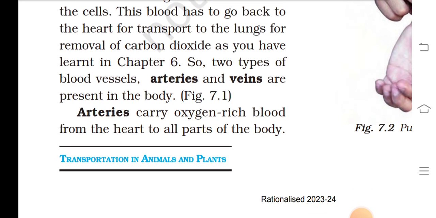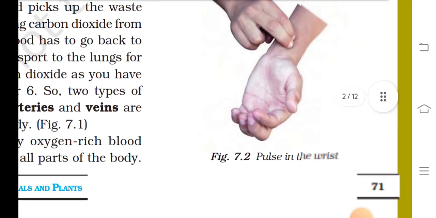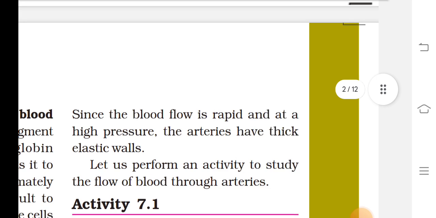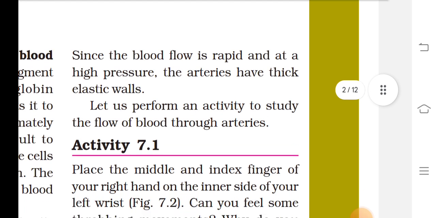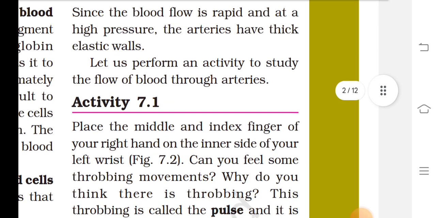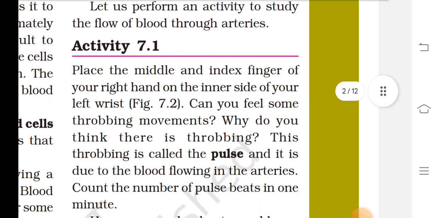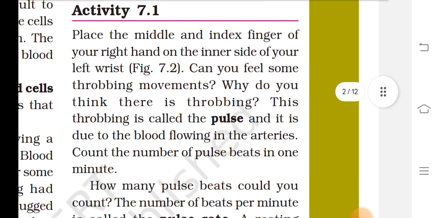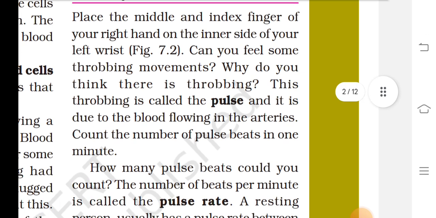So two types of blood vessels, arteries and veins, are present in the body. Arteries carry oxygen-rich blood from the heart to all parts of the body. Since the blood flow is rapid and at a high pressure, the arteries have thick elastic walls. Let us perform an activity to study the flow of blood through the arteries. Place the middle and index finger of your right hand on the inner side of your left wrist.